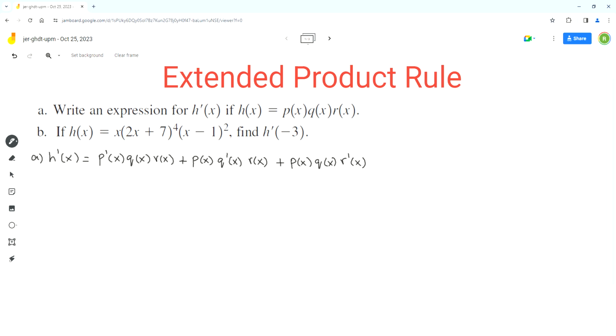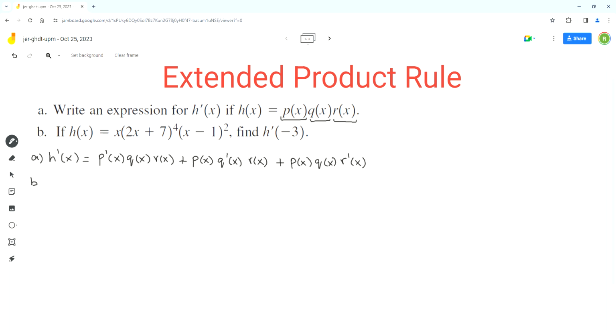So we are able to use the extended product rule for this function h of x because h of x is made up of three functions being multiplied. P of x is the first one, q of x is the second one, and r of x is the third function. Now we can use this expression to answer part B.